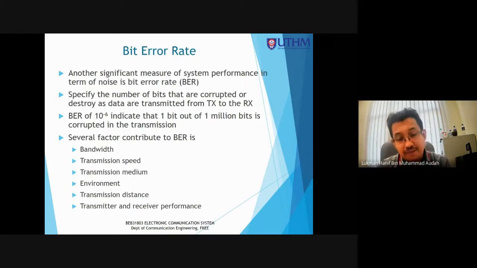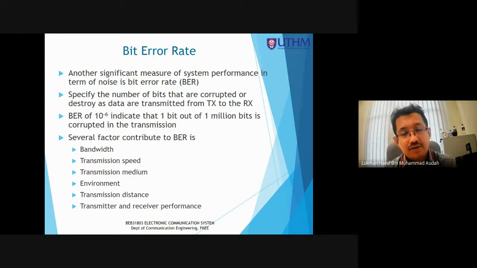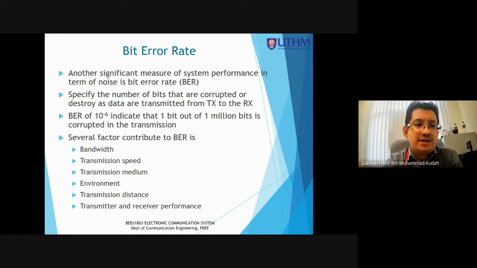Okay, berlakunya interference. Bit error rate. So in digital system, there's gonna be possibility of bit error rate. Okay, the bit error will always happen. Bit error rate will always happen in the digital system, whether it is small or big rate. Sama ada dia kecil atau besar. Okay, so about the bit error rate, this is another significant measure of the system performance in terms of noise. This is for the digital system.